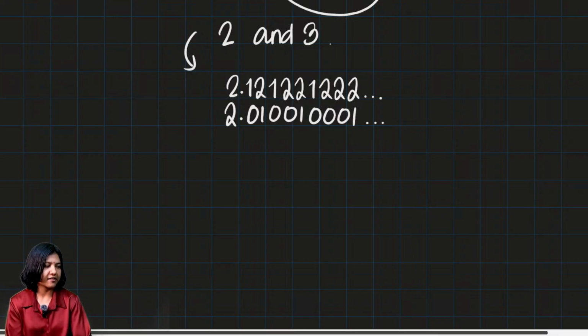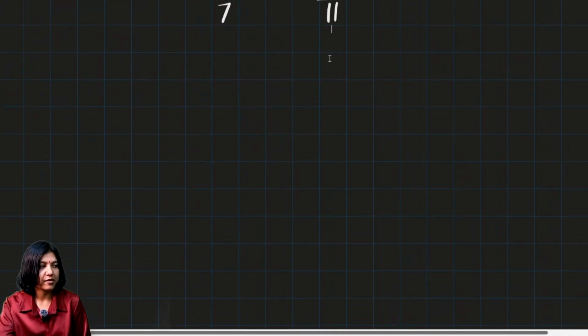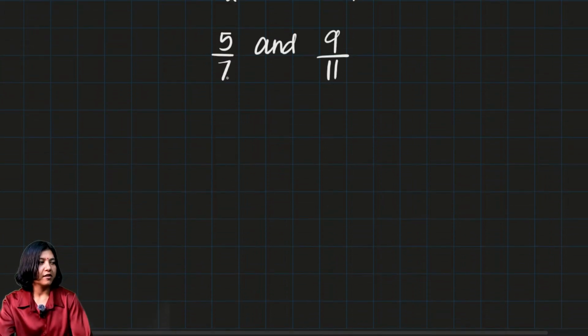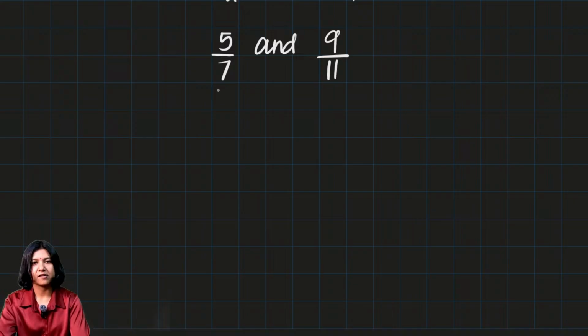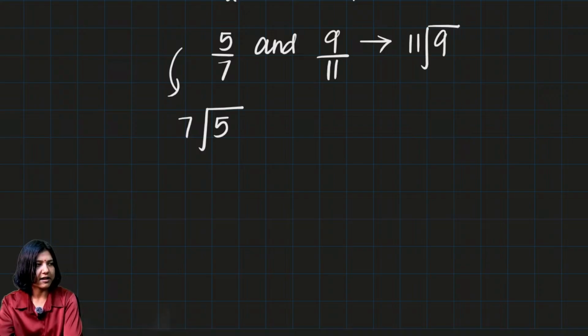And if they ask you about fractions, like 5 by 7 and 9 by 11, this is a question from your exercise again. If you have to find 3 irrational numbers between them, what will you do? 5 by 7 is a kind of decimal. You can just divide 5 by 7 and find out its decimal expansion. Similarly, we'll do the same thing for 9 by 11.